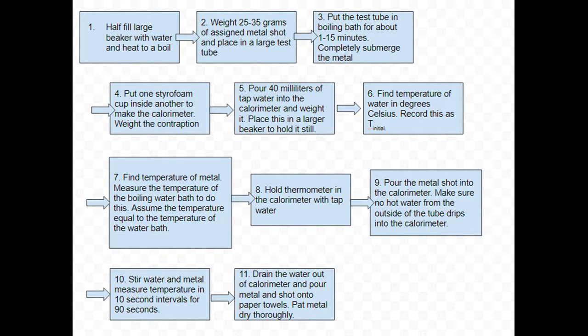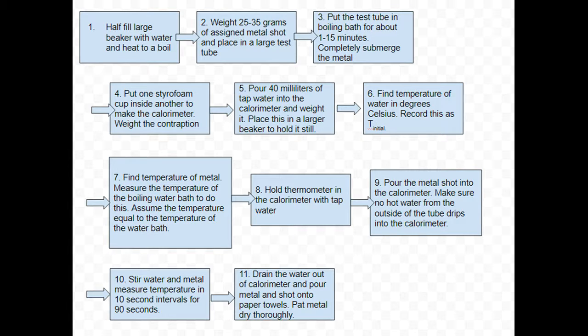For our lab, we'll be using a coffee cup calorimeter. In our lab, we will determine the specific heat of an unknown metal using a calorimeter that you'll make on your own. To make the calorimeter, place one styrofoam cup inside the other. Pour tap water into the calorimeter and weigh it. Find the initial temperature of the water, and find the temperature of the metal by measuring the temperature of the boiling water bath. We'll assume the temperature of the metal is equal to the temperature of the water bath. Place the metal into the calorimeter.